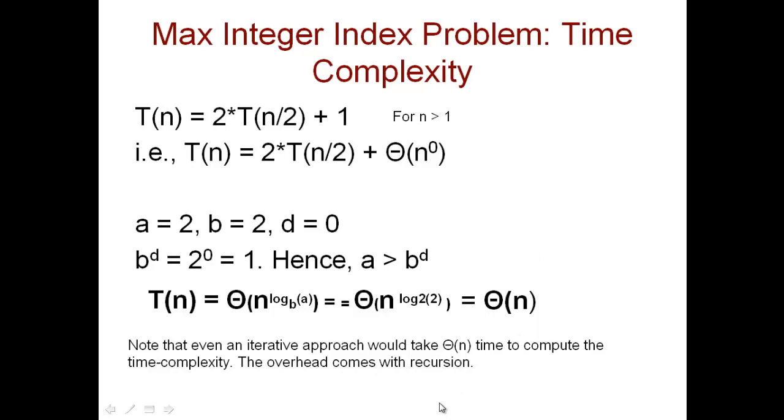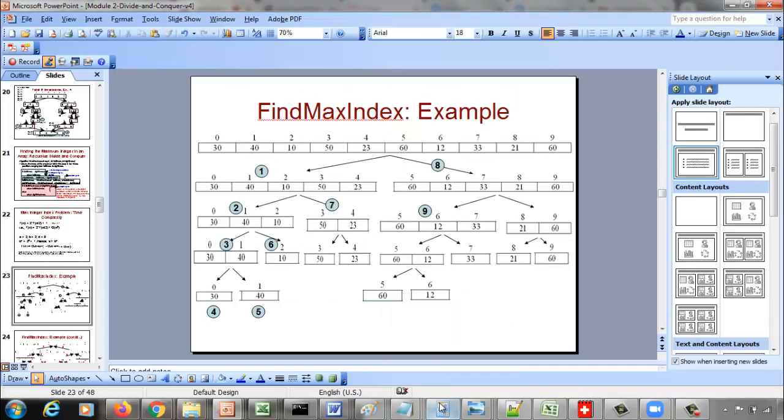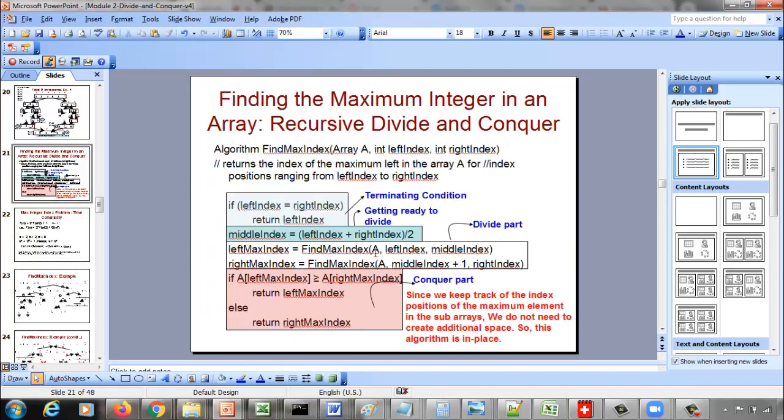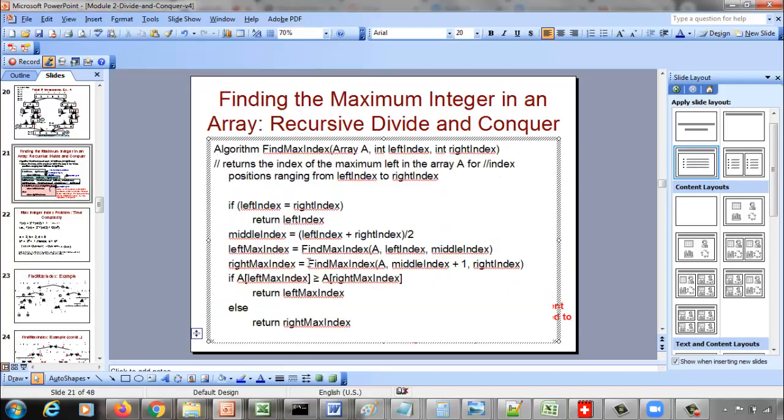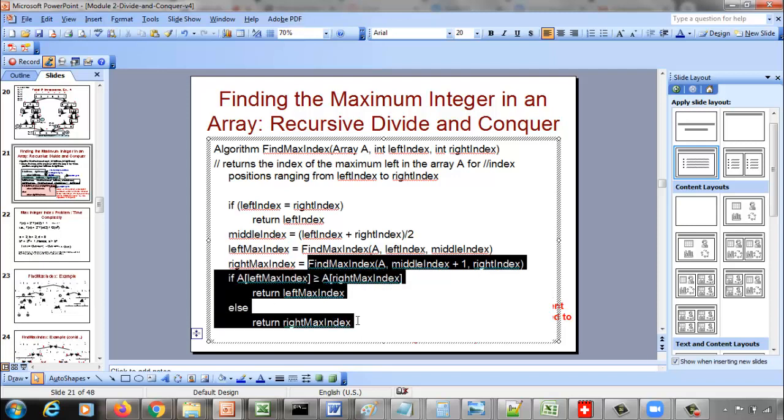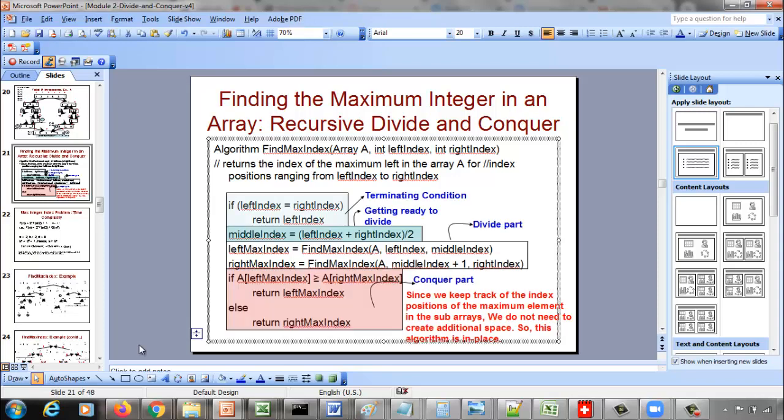But there's an overhead that comes with recursion. As you call these functions recursively, there's a lot of overhead in memory, and also after you find the left max index, you have to wait for the right max index to be determined, and only then can you combine the solutions. So that's the waiting time. And the operating system can schedule these function calls to be executed at different times. They need not be executed sequentially.